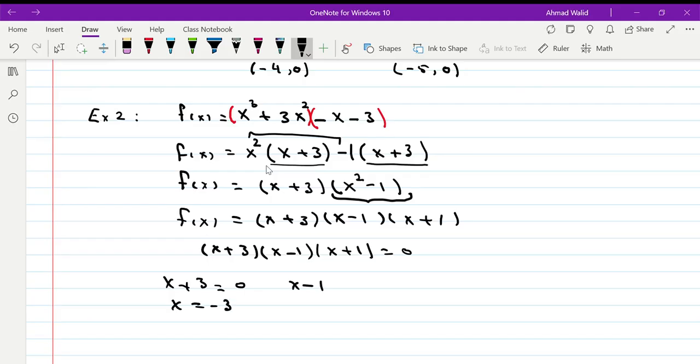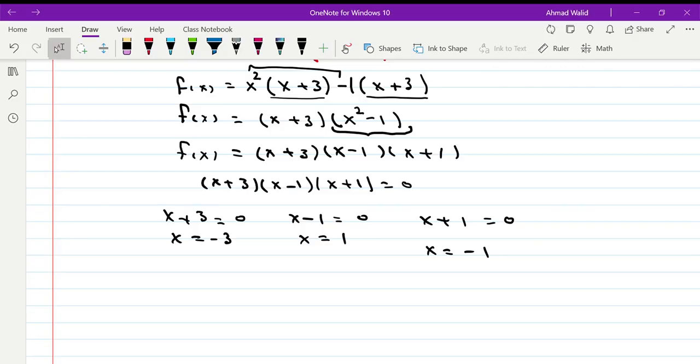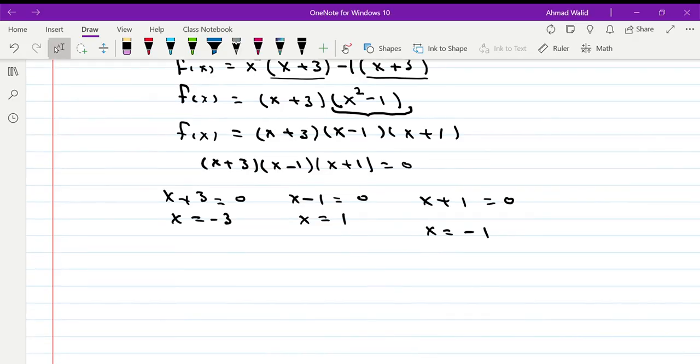X minus 1 equal to 0 means x equals 1. And x plus 1 equal to 0 means x equals negative 1. This polynomial function has actually 3 zeros or 3 x-intercepts. The first one, negative 3 and 0. The second one, negative 1 and 0. And also 1 and 0. These are the zeros of this polynomial function or the x-intercepts of your polynomial function.